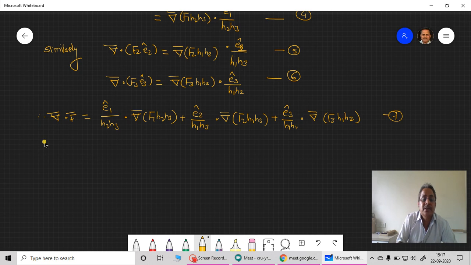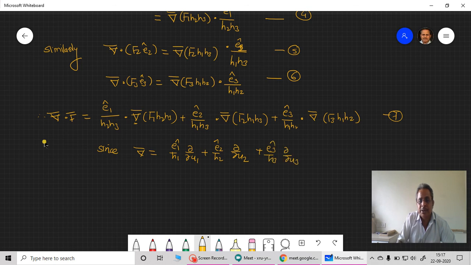And now replace this with the earlier vector differential operator equation. So since we can write it separately, grad bar is equal to, remember from the earlier derivation we have seen, E1 cap upon H1 into del by del U1 plus E2 cap upon H2 into del by del U2 plus E3 cap upon H3 into del by del U3. This is the vector differential operator in curvilinear coordinates.